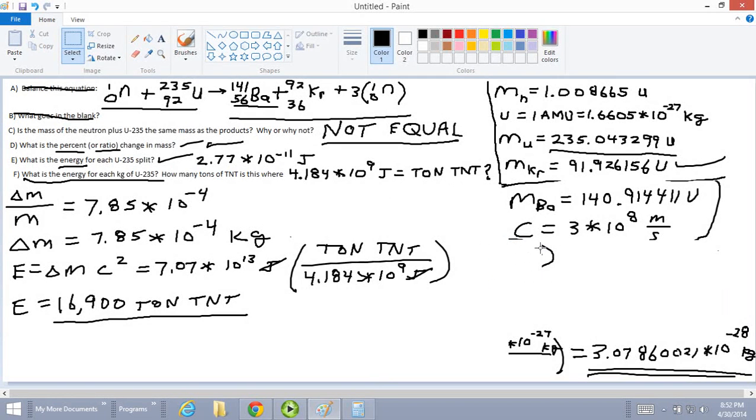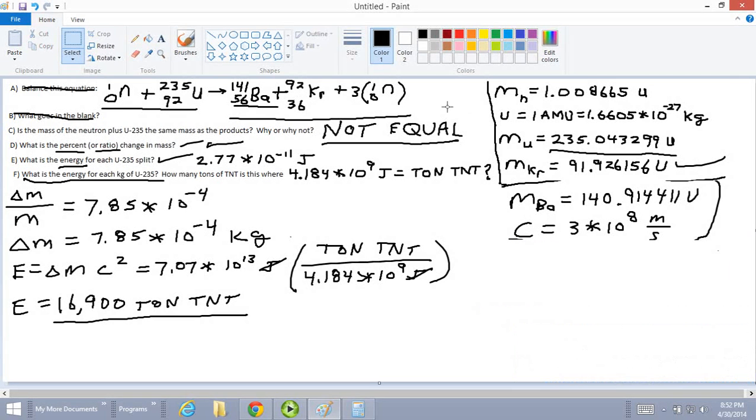Okay, so I'm just cleaning up. I'm erasing my board a little bit. That ends this problem, and we'll go on to the next one.